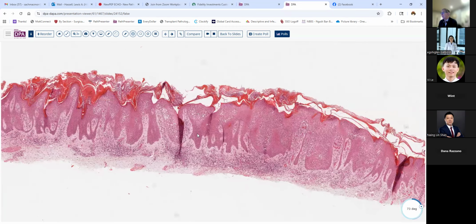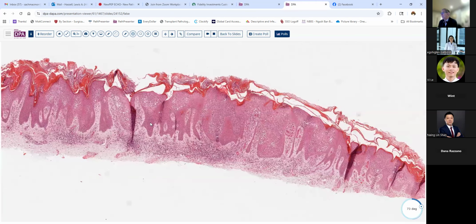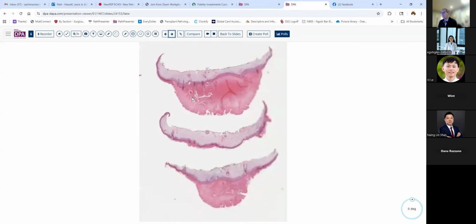Questions or comments about seborrheic keratosis? Dana, I bet this is a skin diagnosis you can still make, right? Well, she may still be driving, so we'll give her a pass on that. All right. Well, if no further questions, let's go on to the next slide.